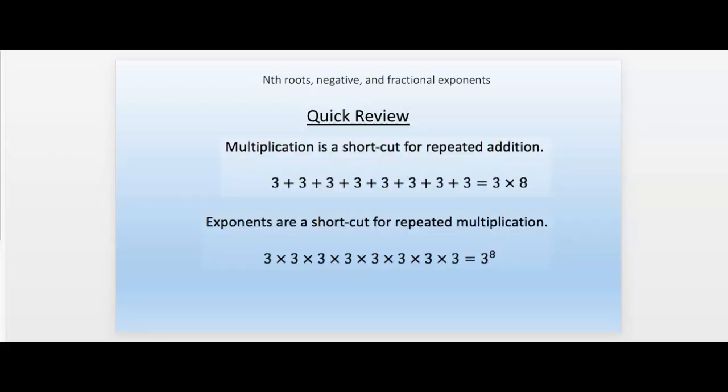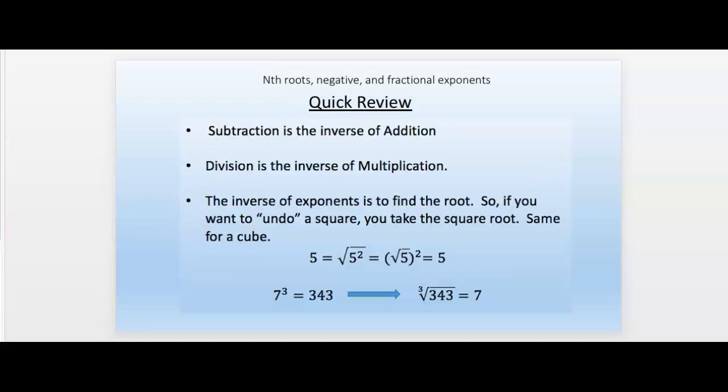Just a quick review, you guys. Multiplication is just a shortcut for repeated addition. Rather than just say 3 plus 3 plus 3 plus 3 like that, we just say 3 times 8. Okay? And exponents are just a shortcut for repeated multiplication. Rather than just say 3 times 3 times 3 times 3 like that, or write it all out, we don't want to do that. We just write 3 to the 8th power. It's like a shortcut is all it is, okay?